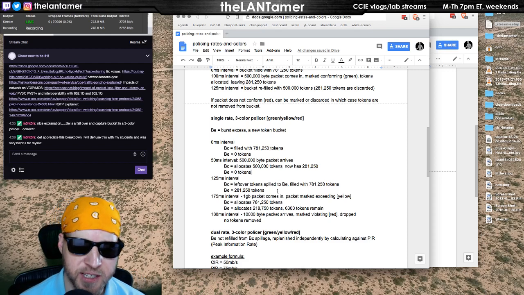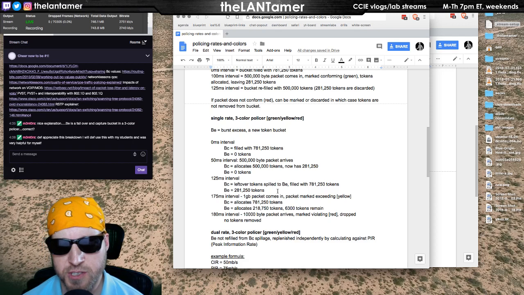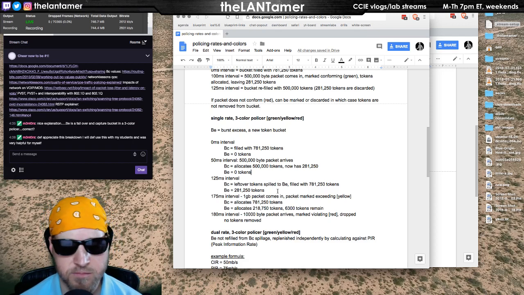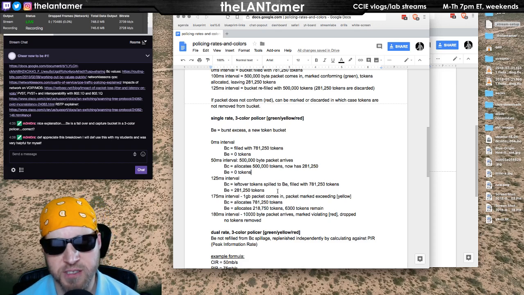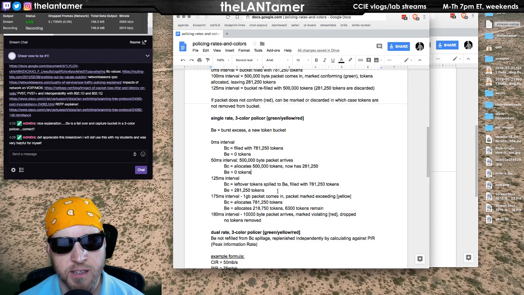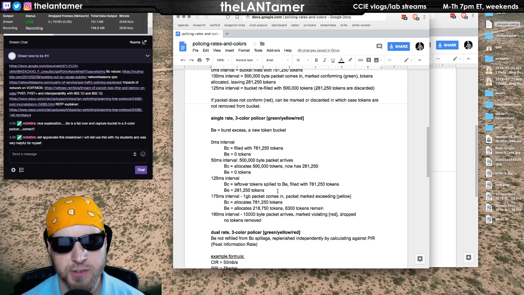So at 180 milliseconds, a 10,000 byte packet arrives, and guess what? We don't have 10,000 tokens in either of the buckets. So it gets marked violating. And in this case, we've told the router to drop violating packets. Now, whenever we drop a packet, we don't remove tokens because we're not using any of them, right? We're just dropping the whole packet. So if another one came in at 190 and it had 6,000 tokens, we'd be able to mark it exceeding yellow and forward the packet.